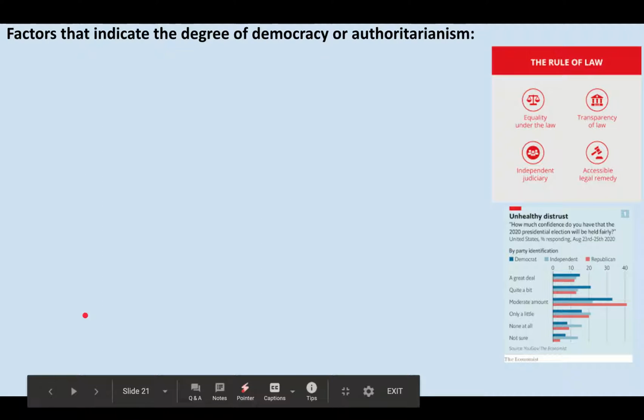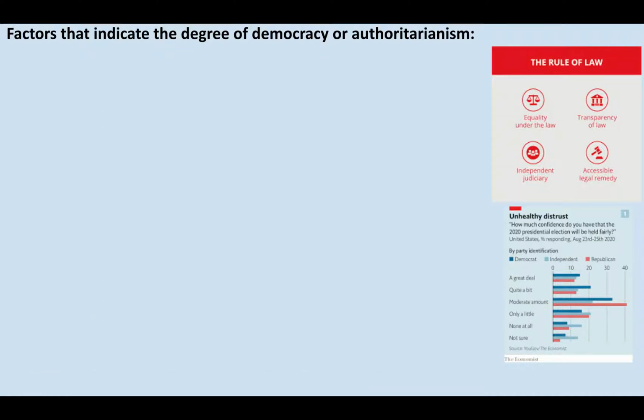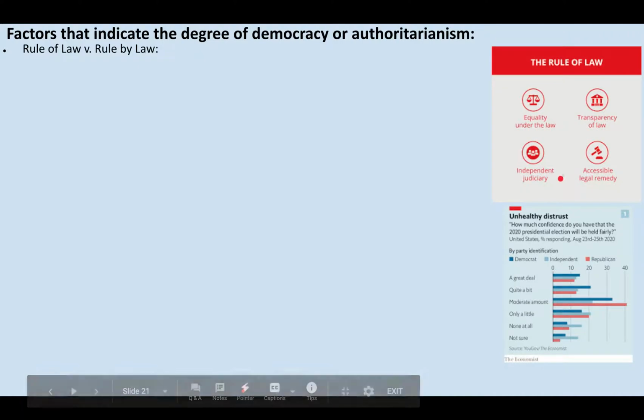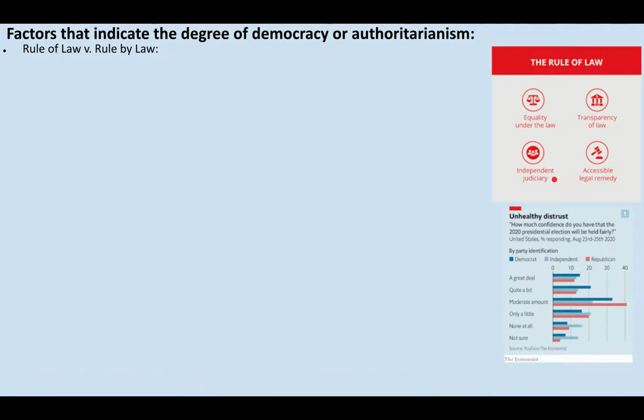Okay, factors that indicate the degree of democracy or authoritarianism. First, is it ruled with rule of law or rule by law? If it's rule of law, everybody is treated equally under the law. There's transparency. There's an independent judiciary, harking back to Federalist Paper 78. An independent judiciary is necessary to protect the civil rights and liberties of the people. And there is an accessible legal remedy, so you can fight for your rights in court.